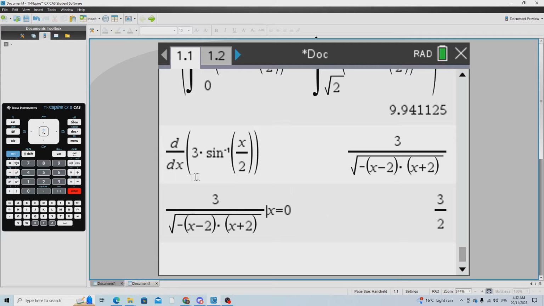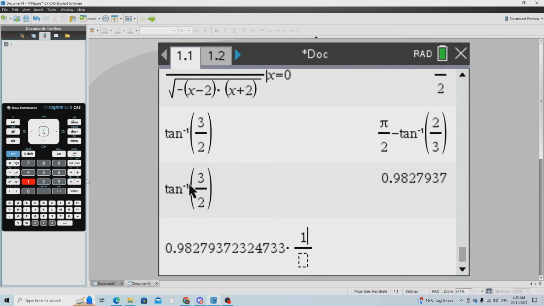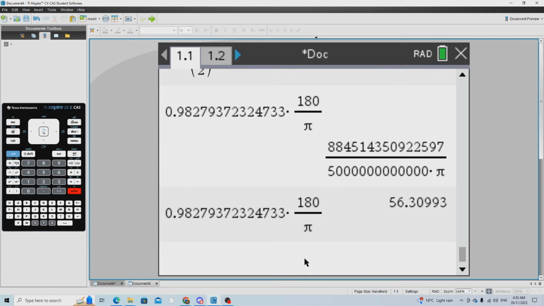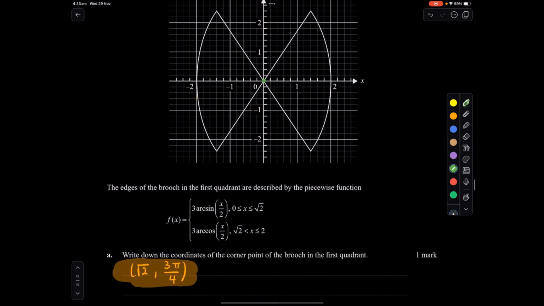So let's use our calculator. We're saying tan inverse of 3 over 2, which gives us this number over here. And we want to make sure that this is in degrees, times 180 over pi. And that angle is 56.3 pretty much. So theta is 56.3 degrees. What does that tell us? Well, it tells us that this angle is 56.3. Now, because of symmetry, this one here is also 56.3.